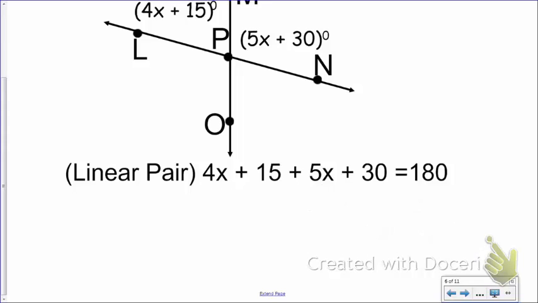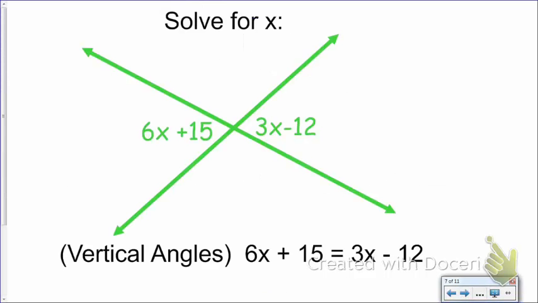Okay, so that's how you do those. Again, you have to look at where the angles are and decide how they relate to each other. Are they equal? Do they add to 180? So here's one with vertical angles. Take a look at where those angles are located. They're across from each other, and those are vertical angles, and vertical angles are equal to each other.